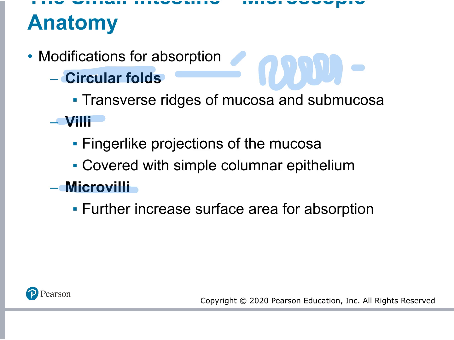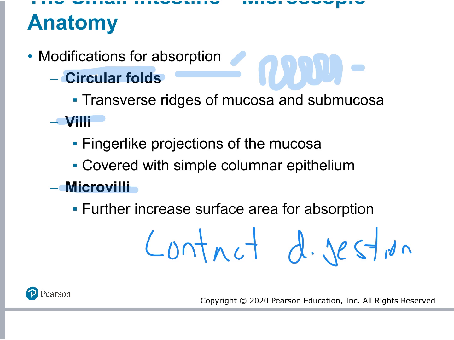It also does something known as contact digestion. That means there are enzymes that are made by the microvilli. They're on the surface of the microvilli, and whenever they touch the foodstuff as it passes through the small intestine, it breaks it down even further. So it has to touch the foodstuff in order to break it down. So that's the contact digestion. So we have circular folds, villi, and microvilli. All increase the surface area of the lumen so that we can absorb as much as possible.